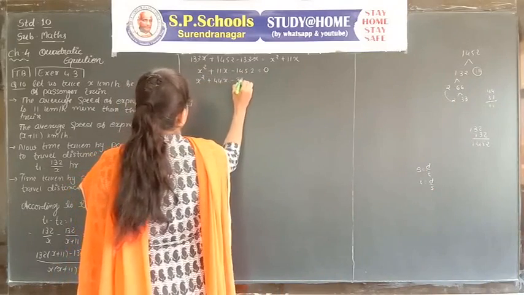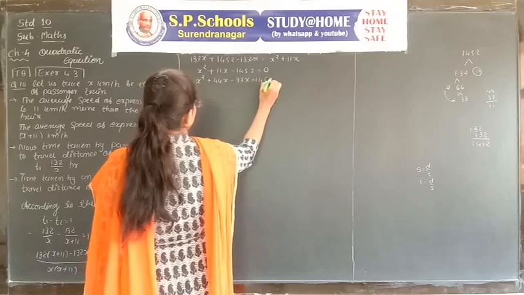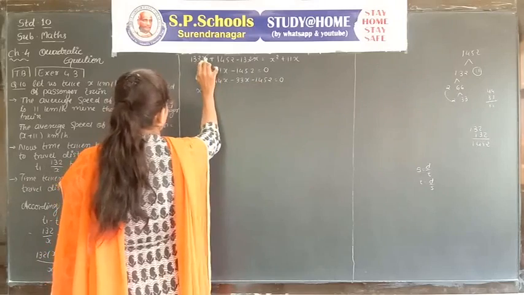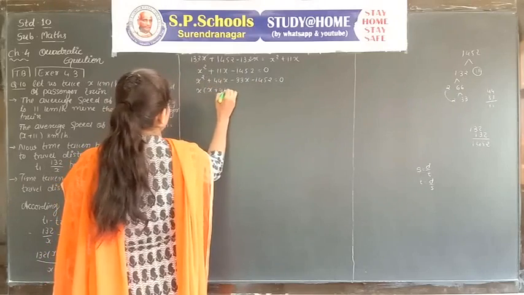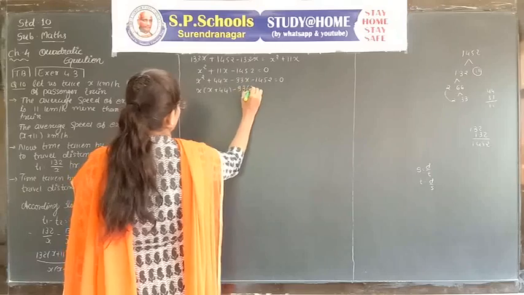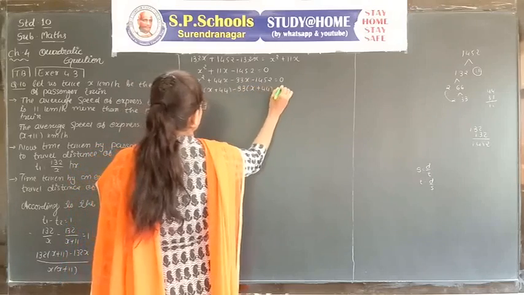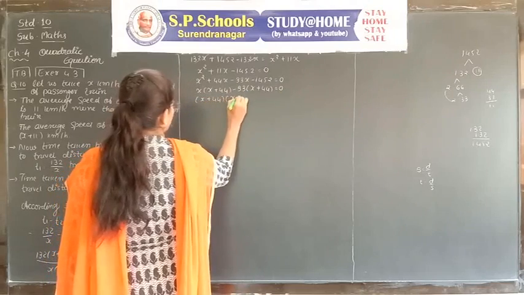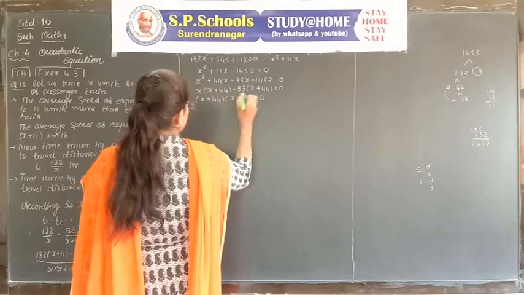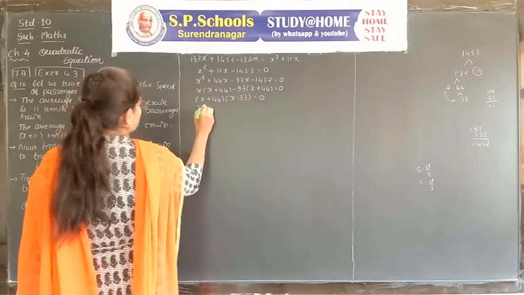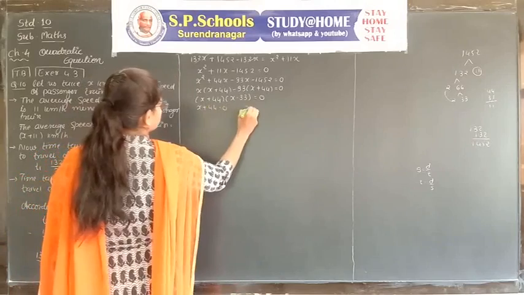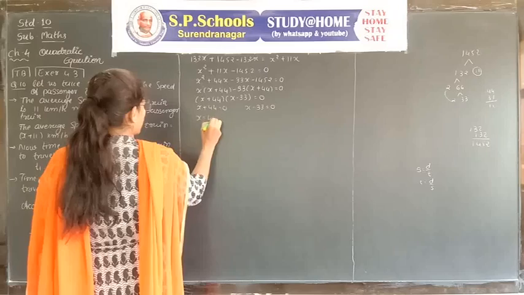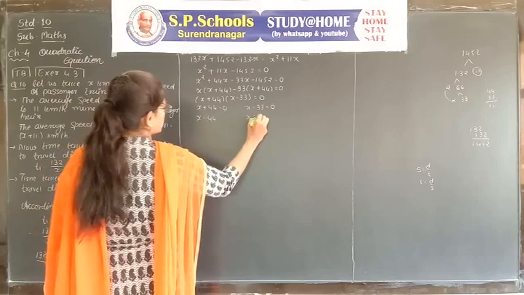44x minus 33x minus 1452 is equal to 0. That's why x square, x is common, x plus 44 minus 33 is common, x plus 44 is equal to 0. Into the first bracket x plus 44, another x minus 33 is equal to 0. On comparing both the brackets with 0, we get two values of x. One is x is minus 44 and x is 33.